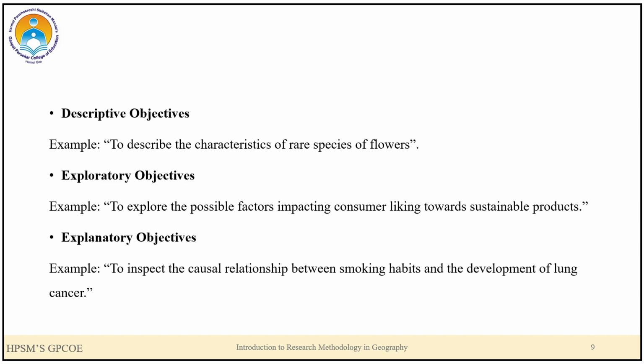Second type is exploratory objectives. These objectives are used when researchers seek to gain a better understanding of a topic, especially when there is limited existing knowledge. They often provide preliminary investigation. For example, to explore the possible factors impacting consumer liking towards sustainable products. Next is explanatory objectives. Explanatory objectives are designed to identify the relationship between variables and explain the causes or reasons behind certain phenomena. For example, to assess the causal relationship between smoking habits and development of lung cancer.